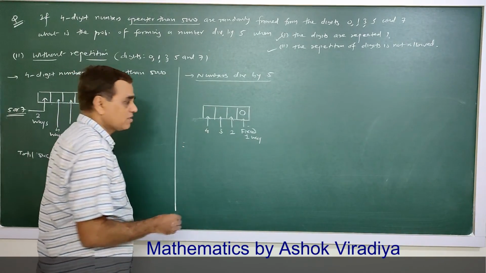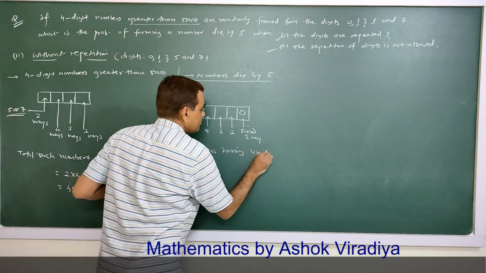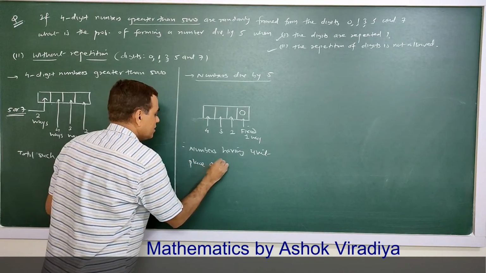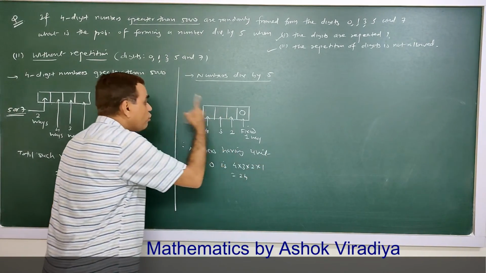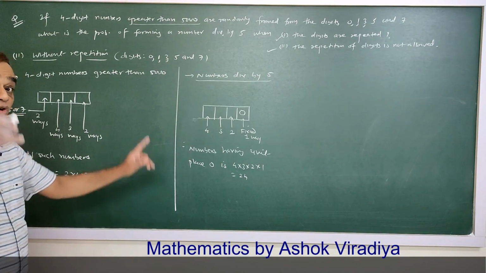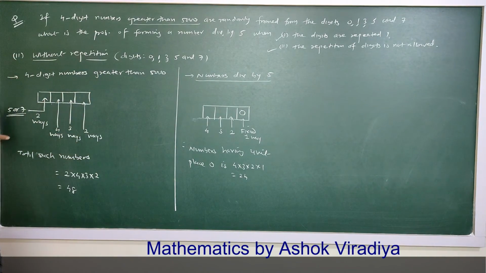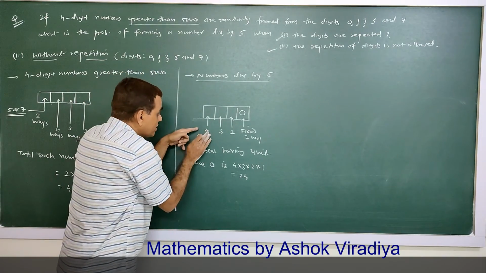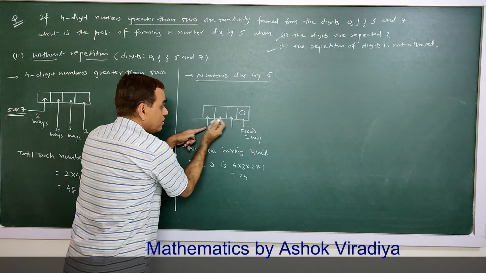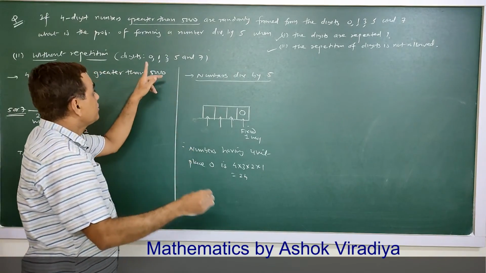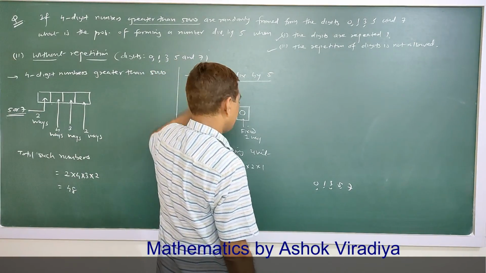Therefore, numbers having unit place 0 is 4 into 3 into 2 into 1. There are 24 numbers. But see one more point. Again I am doing mistake. We are discussing for those numbers which are more than 5000. So this place cannot be filled up by 4 ways. Here, first of all, fixed here 0. Say these digits are here 0, 1, 3, 5, 7.